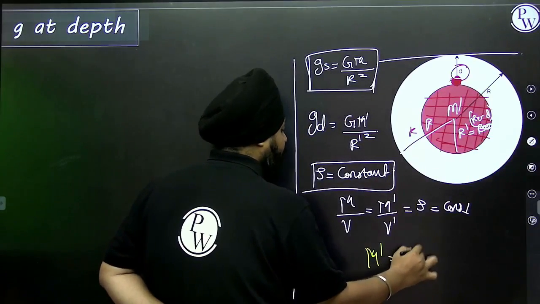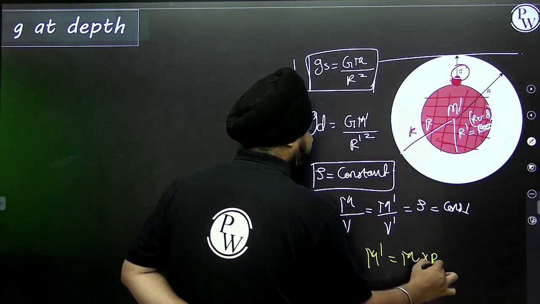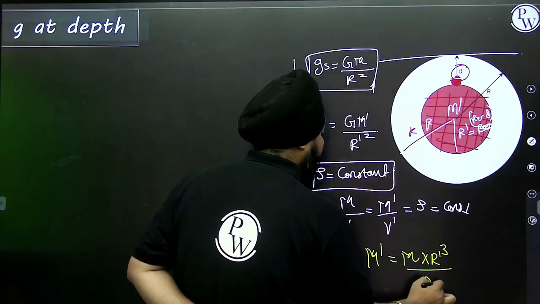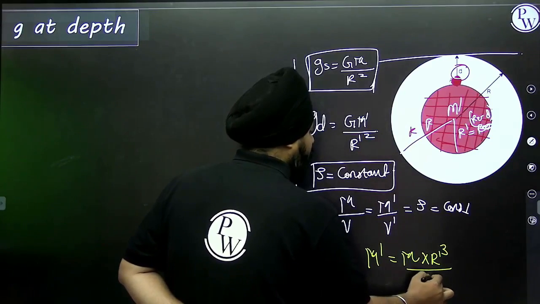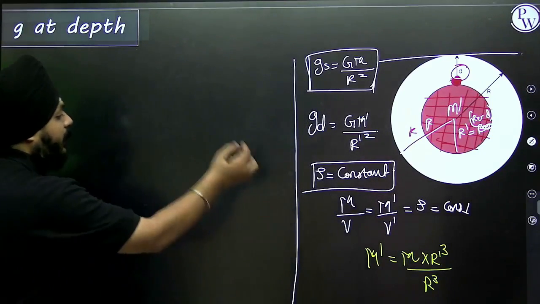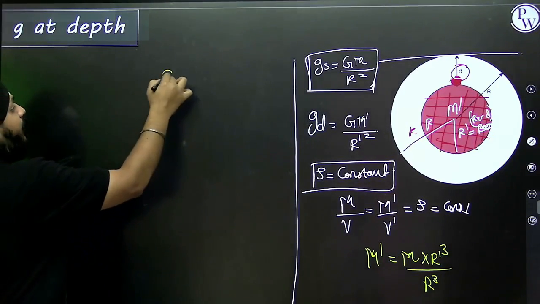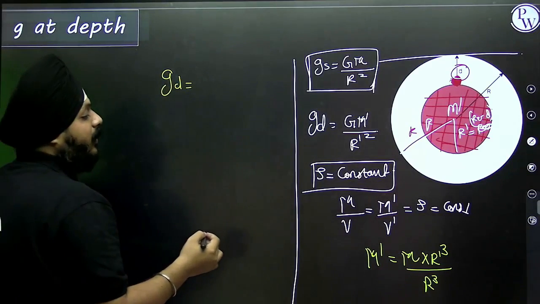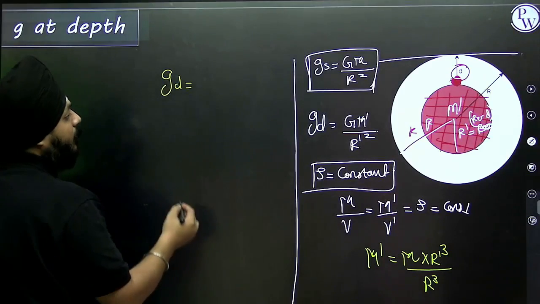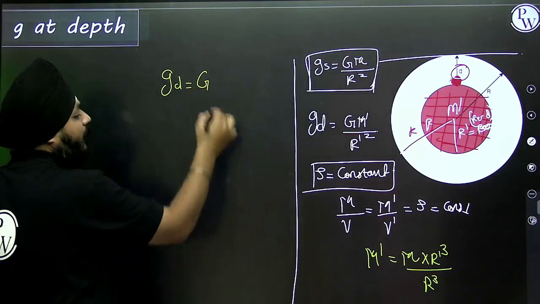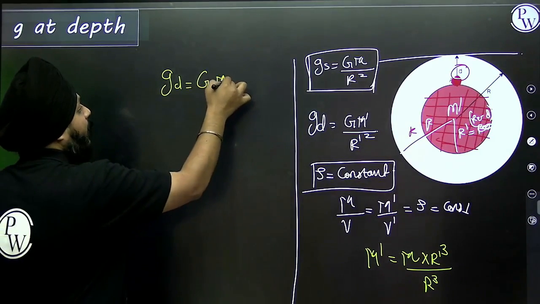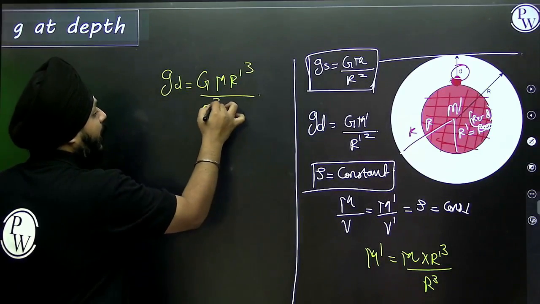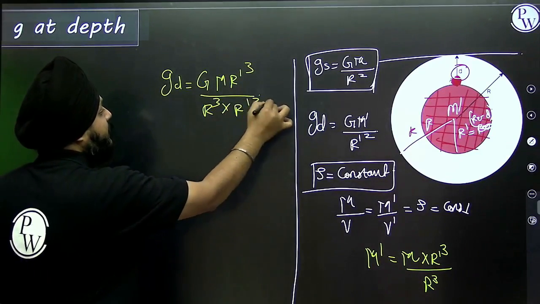That is m into m into r dash cube whole divided by r cube. And replacing the same here, the value of g at the depth, we are getting g m dash. What is the value of m dash? M r dash cube whole divided by r cube into r dash square.